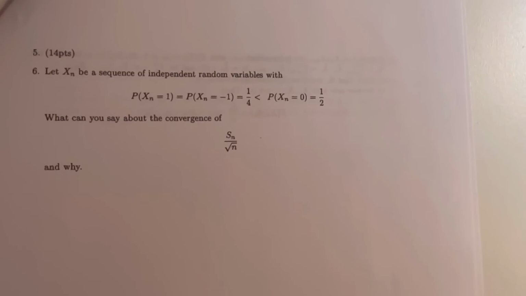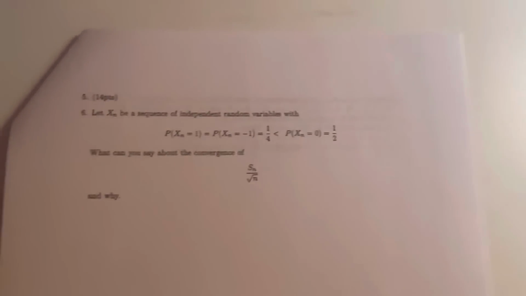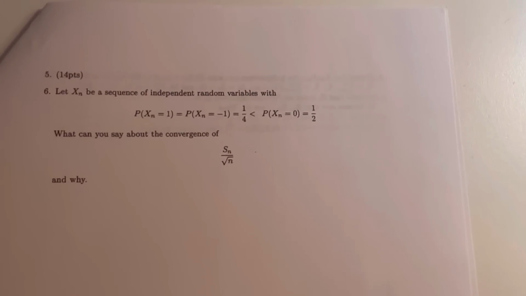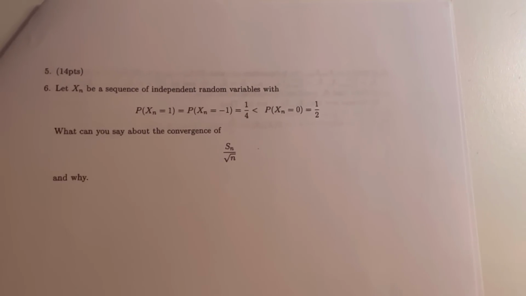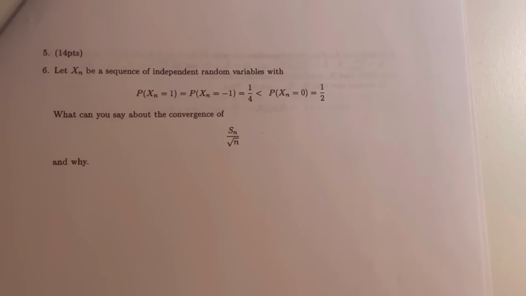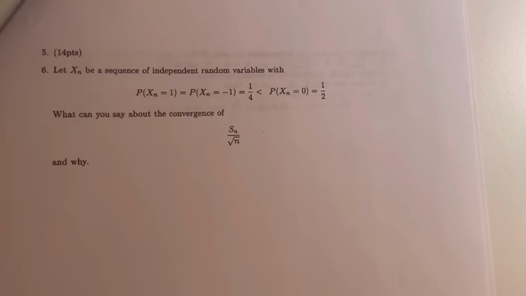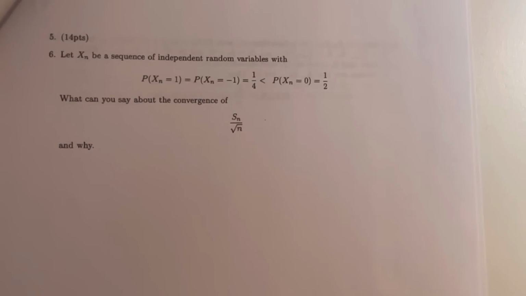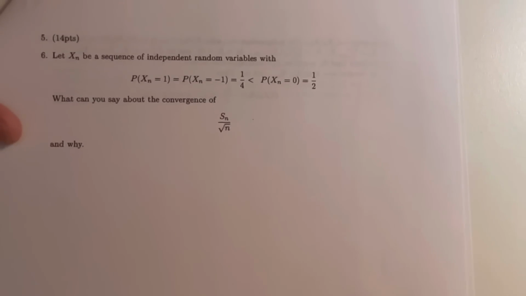Okay, so we have problem 5, which is worth 14 points. I guess we get that for free. And then problem 6, I know what it really says. If Xn is a sequence of independent random variables, the probability that Xn is equal to 1 is equal to the probability of Xn equal to negative 1, which is equal to 1/4, which is less than the probability of Xn equal to 0, which is equal to 1/2. What can you say about the convergence of Sn over the square root of n, and why? Okay, they've made a typo because they've never defined Sn. I'm pretty sure under this context, Sn is the sum of the first n random variables. Usually that's how it's written in a lot of these tests. But this problem also is not very difficult.